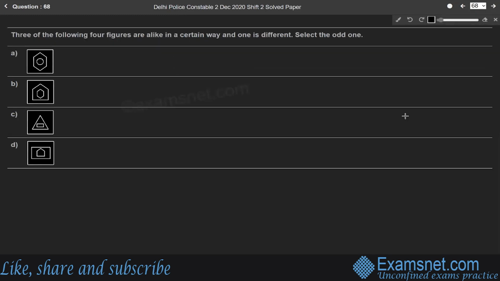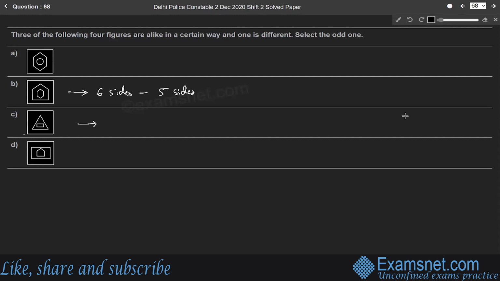Question 68. Three of the following four figures are alike in a certain way and one is different. Select the odd one. So here options B, C and D. Look at option B. Here a hexagon which has six sides is enclosed by a pentagon which has five sides.